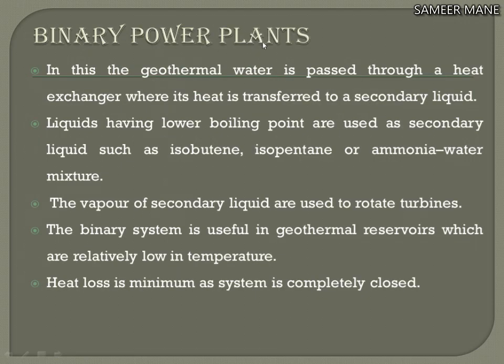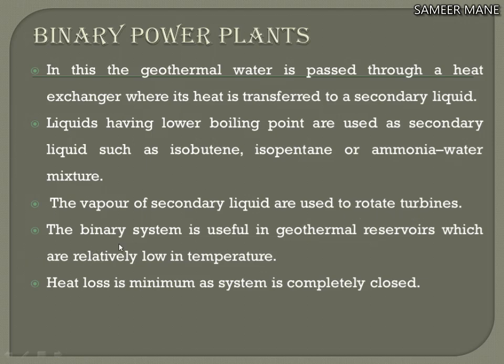Then binary power plants. In this, the geothermal water is passed through a heat exchanger where its heat is transferred to a secondary liquid. Liquids having a lower boiling point are used as the secondary liquid, such as isobutane, isopentane or ammonia water mixture. The vapor of the secondary liquid is used to rotate the turbine.